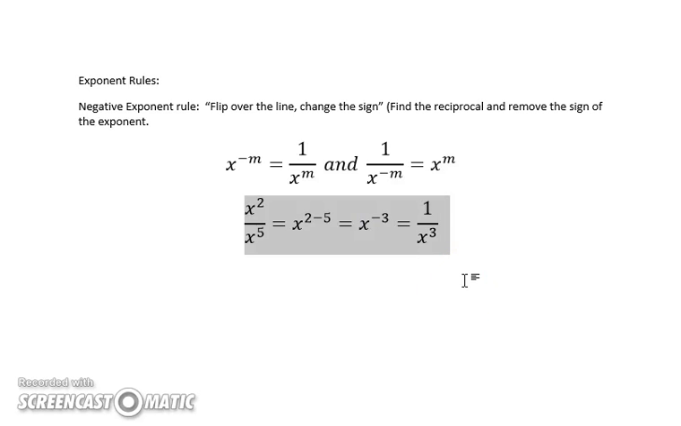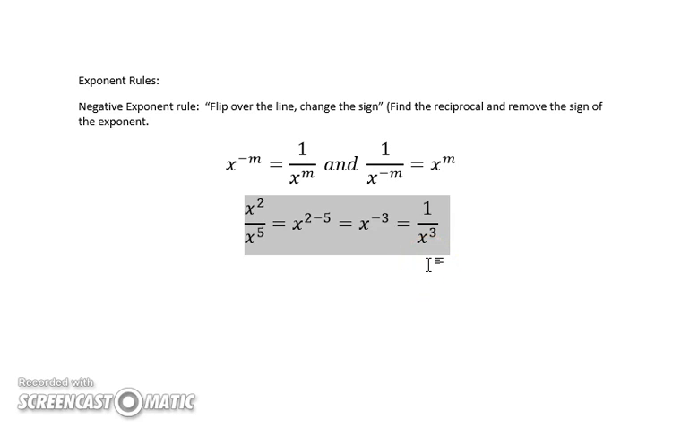As an example, let's go back and do a division problem. Remember, our properties for division are that we're going to subtract our exponents and keep our base. So x squared over x to the 5th using our rule is x to the 2 minus 5, which is x to the negative 3rd power. So I need to find the reciprocal or flip that. So I get the fraction of 1 over x to the 3rd because I can remove that sign.